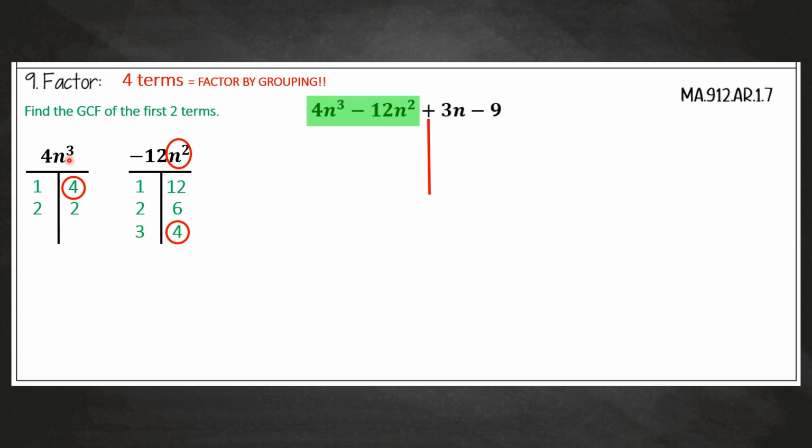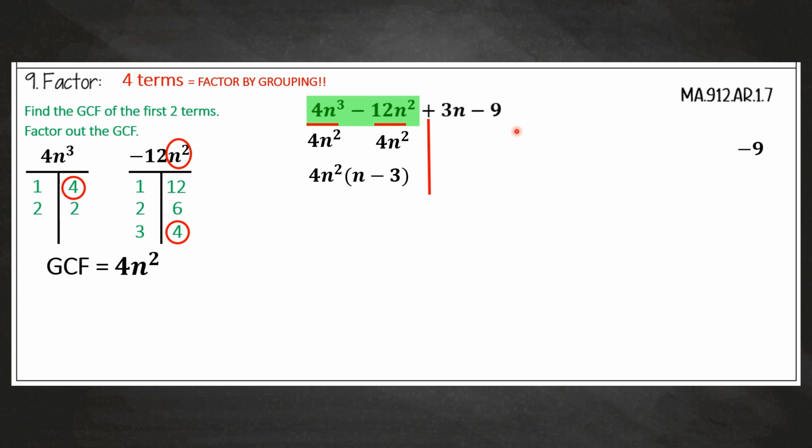Then if I'm looking at n to the power of 3 and n to the power of 2, n to the power of 2 is my smallest exponent, so my GCF is 4n squared. So I'm going to factor out the 4n squared from those first 2 terms. When I divide those first 2 terms by 4n squared, I'm left with n minus 3.